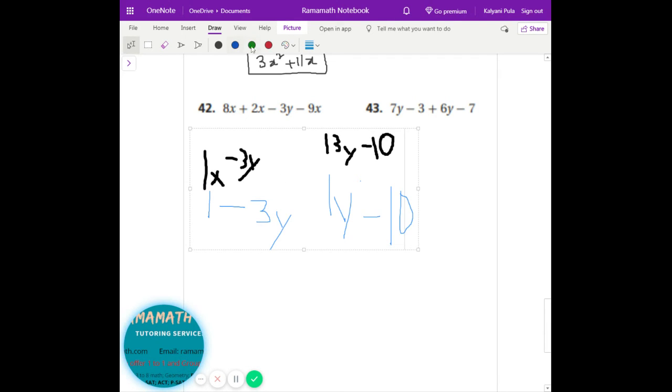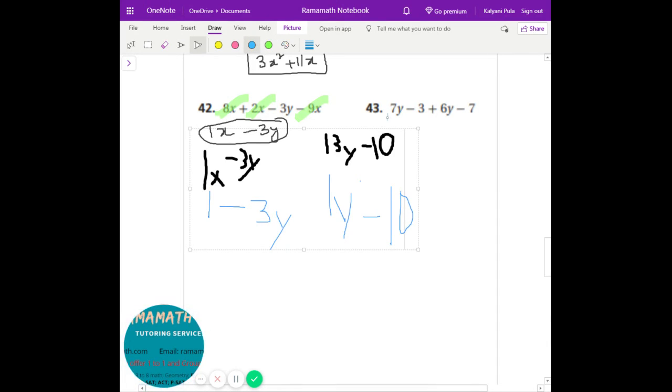When I look at it here, let me use the highlighter. So 8x, 2x, minus 9x. These are like terms. So 8 plus 2 is 10, minus 9 is 1. That's good. 1x. You always need to write the 1. Oh, I forgot the x. Yeah, it's okay. And then minus 3y. I don't have anything else there, so it's minus 3y. That's good.